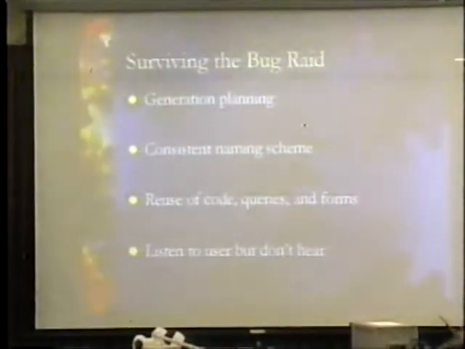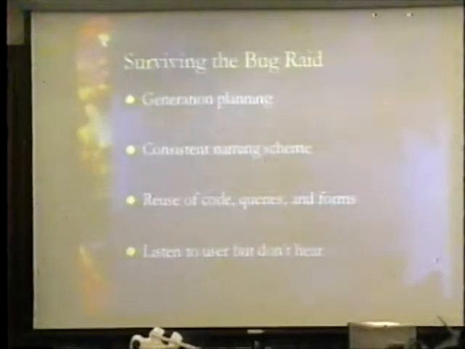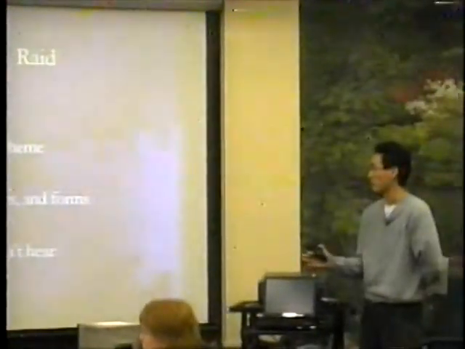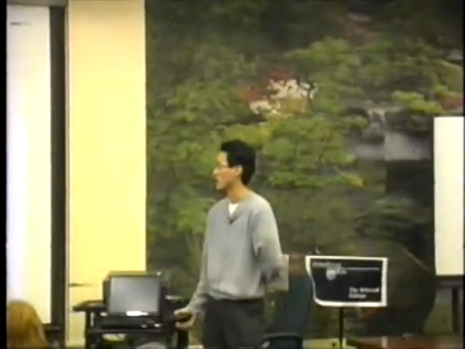So which means generation planning was speedied generation planning, which means I had to do as much as I can in a short period of time. Maybe in 2 days I would spend about 40 or 50 hours, 40 hours without sleeping, and then basically finish that, and then spend another week later on doing the next plan. Some of the stuff that I had to follow was using a consistent naming scheme and reuse of code, queries, and forms.